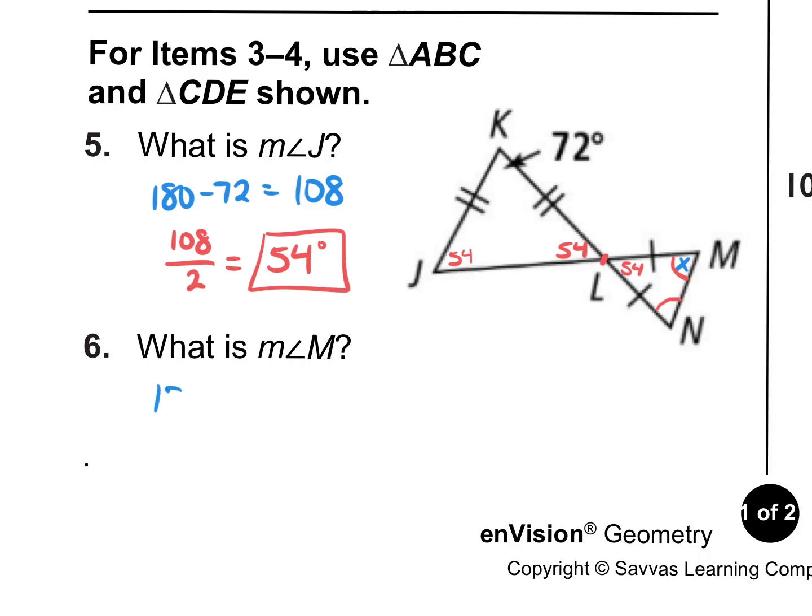Yep, 180 minus 54, which is 126. So what we found, both of these angles are 126. How do I find one of them? Divide by 2, which is 63.